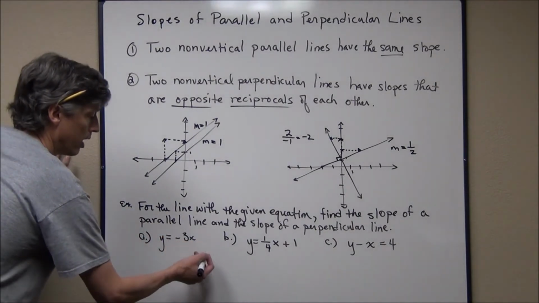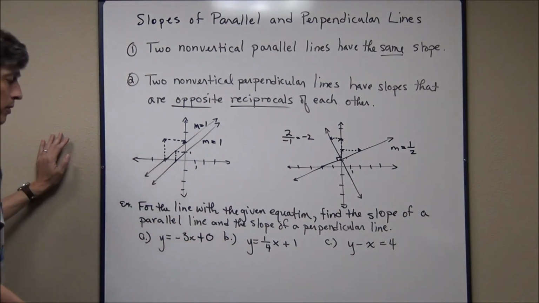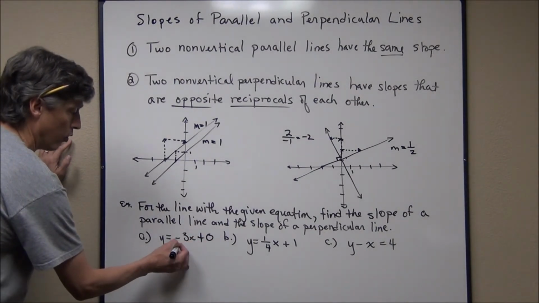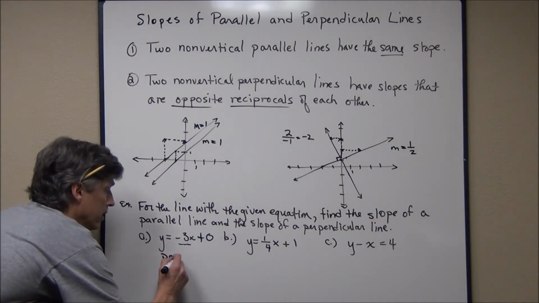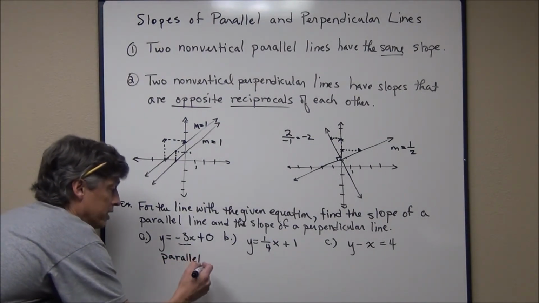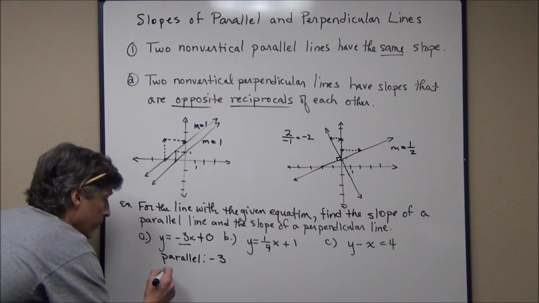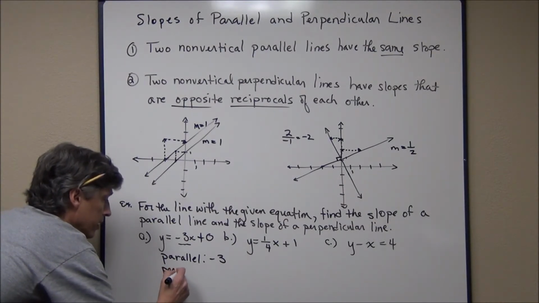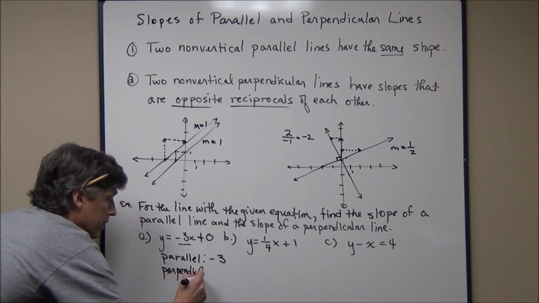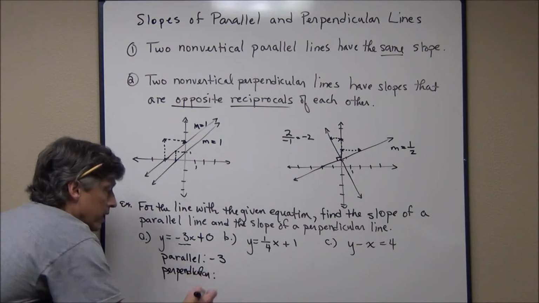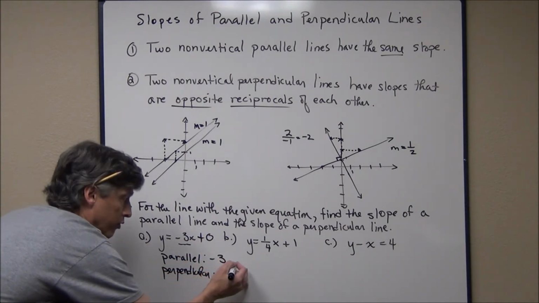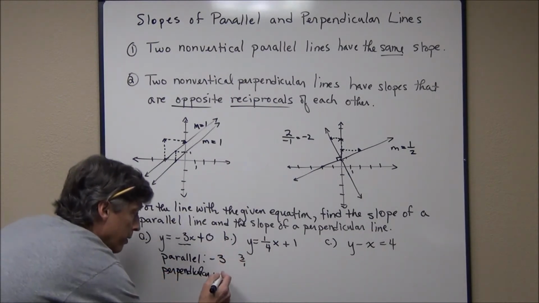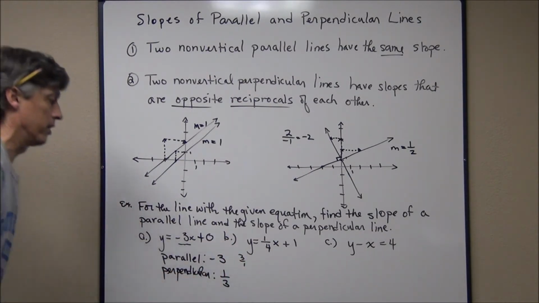There's no number here on the end, but we said that's like plus 0. You can see my slope is negative 3. So parallel would have the same slope. It would be negative 3. Perpendicular, it would have the opposite, positive, and the reciprocal of 3, which is like 3 over 1, right? It would be positive 1/3.